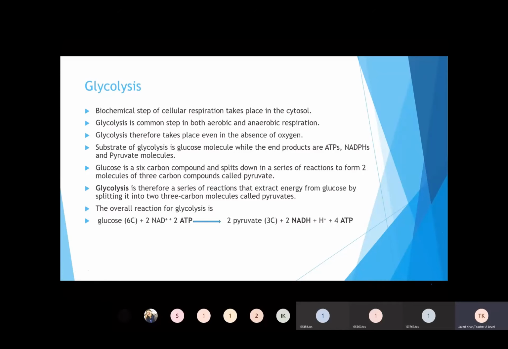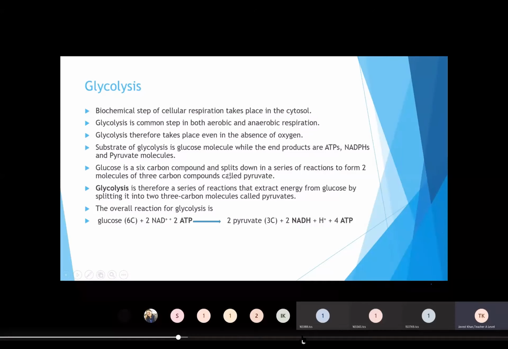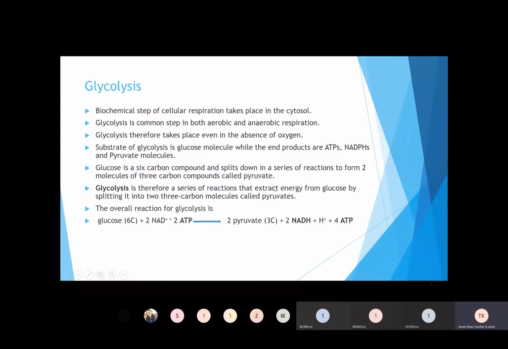And what will be the end product from glucose? We will extract ATPs and NADH and the product of 2 molecules of pyruvate. Since glucose is a 6-carbon compound, therefore it forms 2 molecules of 3-carbon compounds called pyruvate. And glycolysis is therefore, this is a definition, a series of reactions that extract energy from glucose by splitting it into 2 3-carbon molecules called pyruvates. And the overall reaction for glycolysis is therefore glucose plus 2 NAD plus and then 2 ATP molecules.